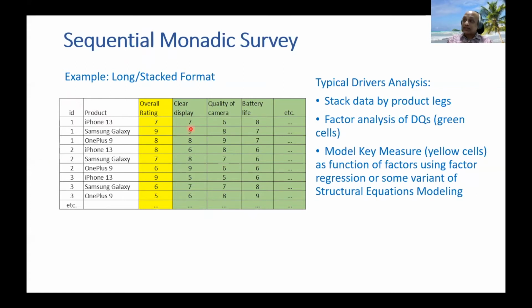Then the factors are created from these DQs, the green columns. And while doing this, each of the rows are considered independent, just like monadic studies. After creating the factors, the factor scores are computed, and these factor scores are used in building the factor regression model or structural equation model.